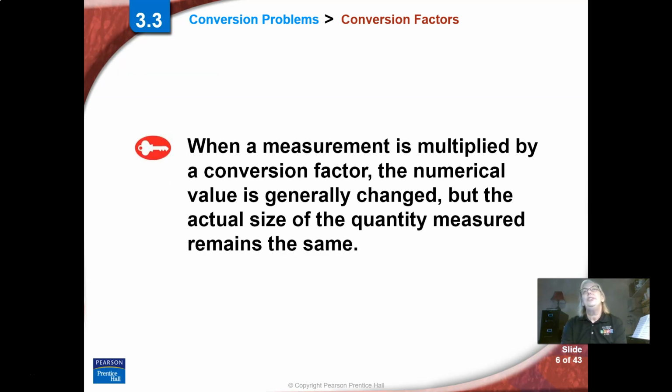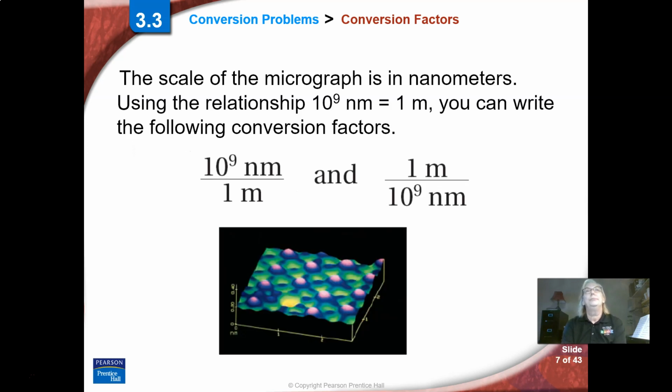So when we use that conversion factor, we're going to multiply. The actual value, the quantity, is not going to change. It's just what unit we use. So remember, we always have to have a number and a unit. So we're changing the units, not the quantity. This one is a micrograph of a really small thing, and we can convert from nanometers to meters because there's a lot of nanometers in 1 meter.